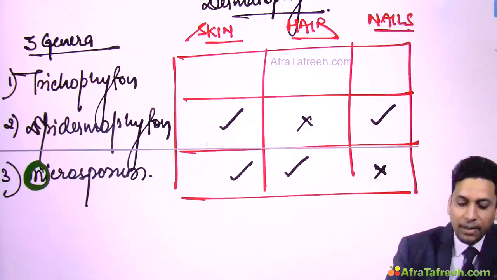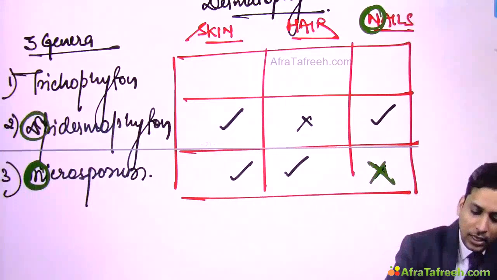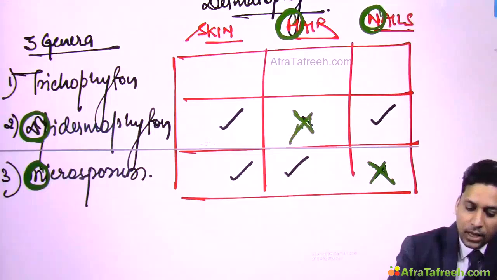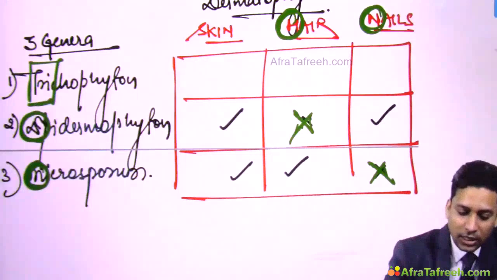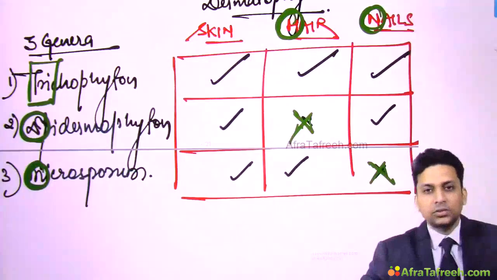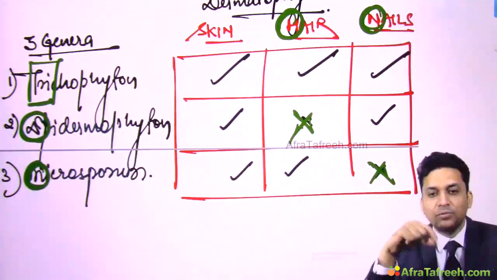So what comes near M? N. So it never involves N. What comes near E? H. So it never involves H. And in trichophyton, tri is written. Tri means all three. So trichophyton involves all three. So this is so simple to remember. Trichophyton involves all three. E does not involve H and M does not involve N.